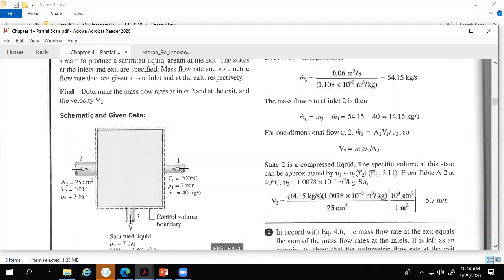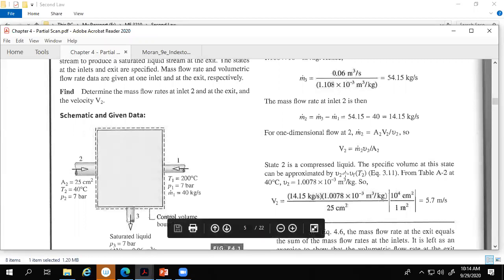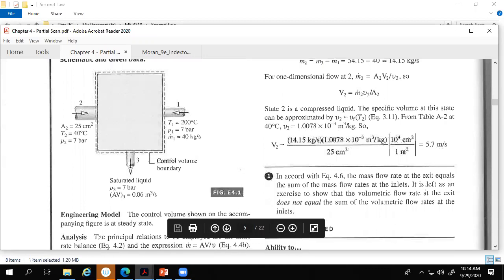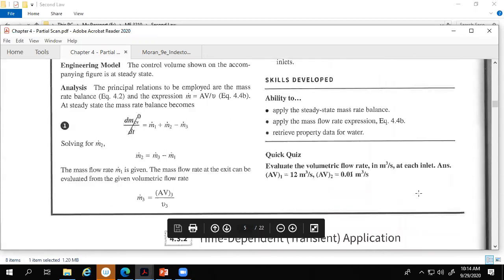And that's our assumption. Now, if the pressure is super high, you can look in the compressed liquid table and you may find it in there. But this pressure is not high and you're nowhere close. There's no point to do an interpolation for this. So then you're just plugging in your mass flow, your specific volume, your cross-sectional area, juggling your units a little bit, and we come out with 5.7 meters a second. So that's pretty simple.